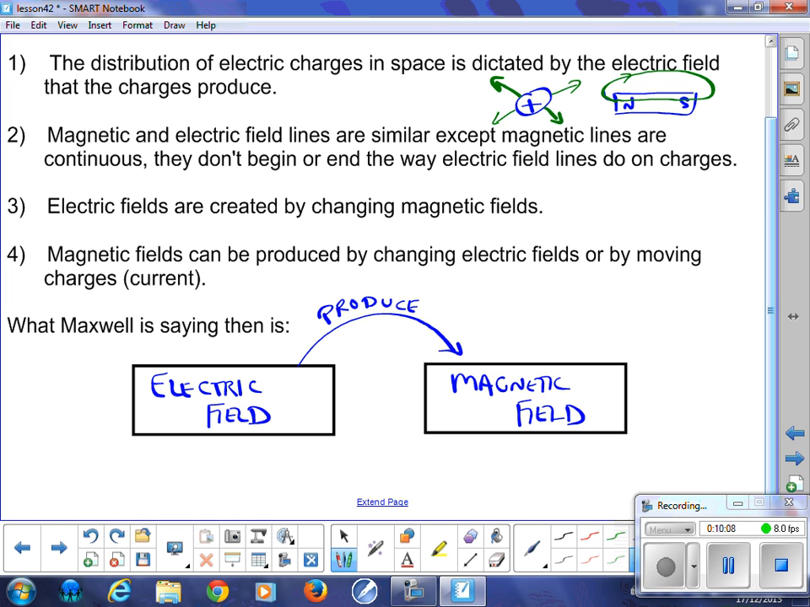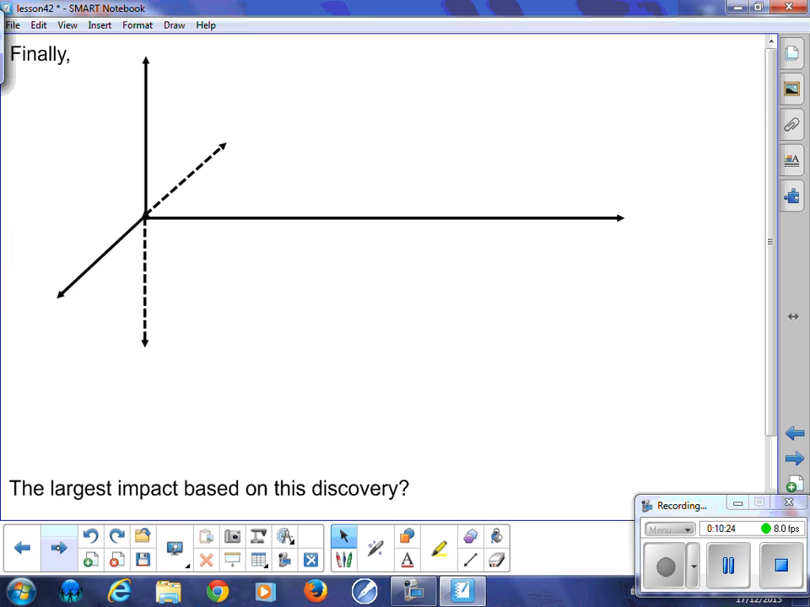And if I have a magnetic field, I can produce an electric field. So they go hand in hand. One produces the other, or can produce the other. So that leads us to our final and very important discovery, especially for the next unit coming up.